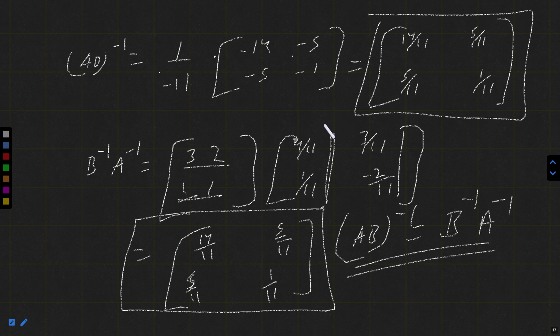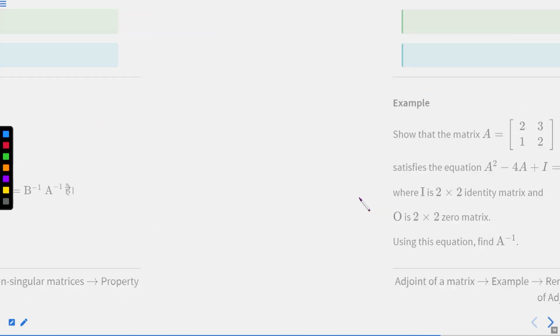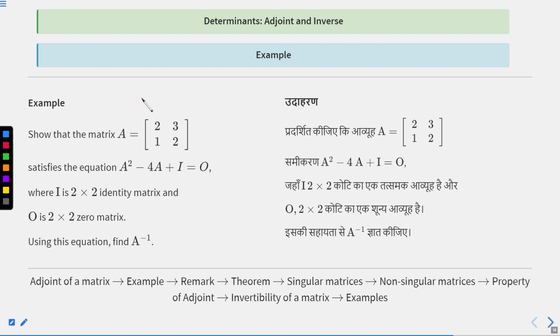Okay, easy. I hope that you understood. It is quite a lengthy process but quite handy. Okay, simple. Now another example.